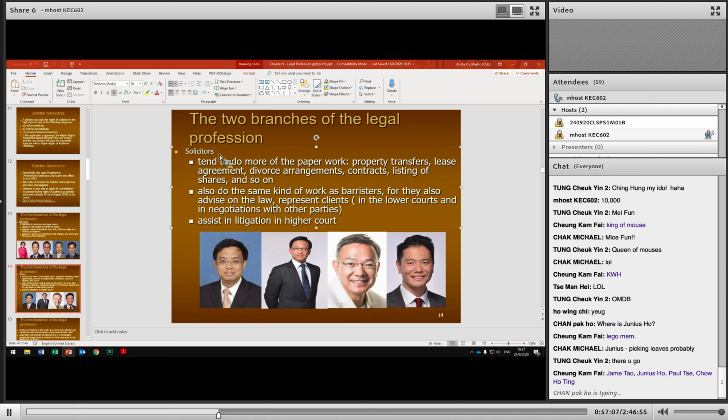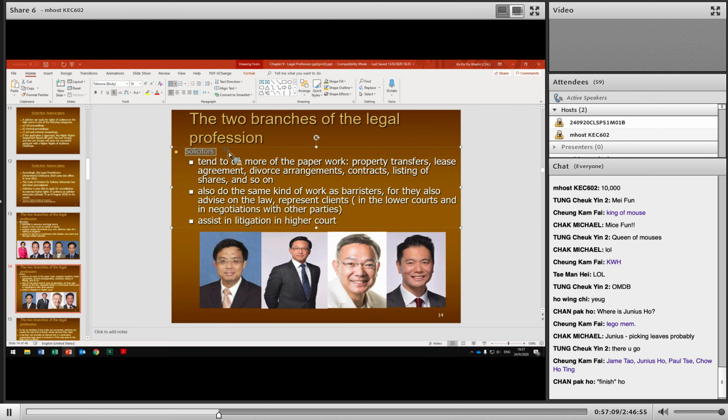Because for solicitors, sometimes they will handle very complicated cases and they will never refer the work to a barrister. For example, an IPO. Usually an IPO will be handled by a solicitor firm. They will never refer the case to a barrister.